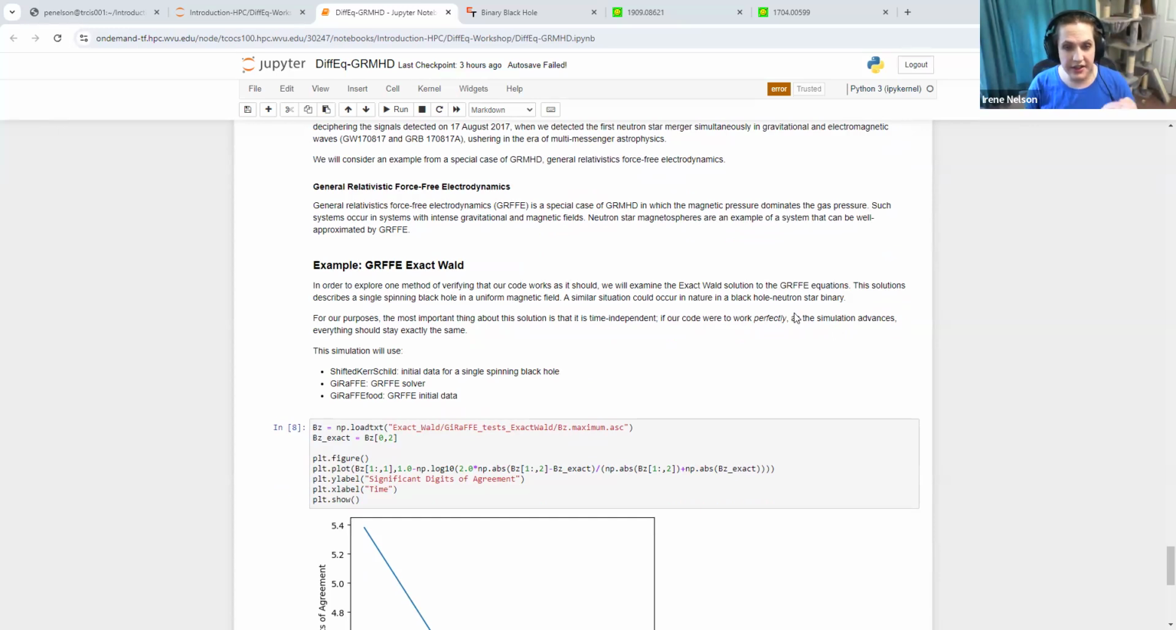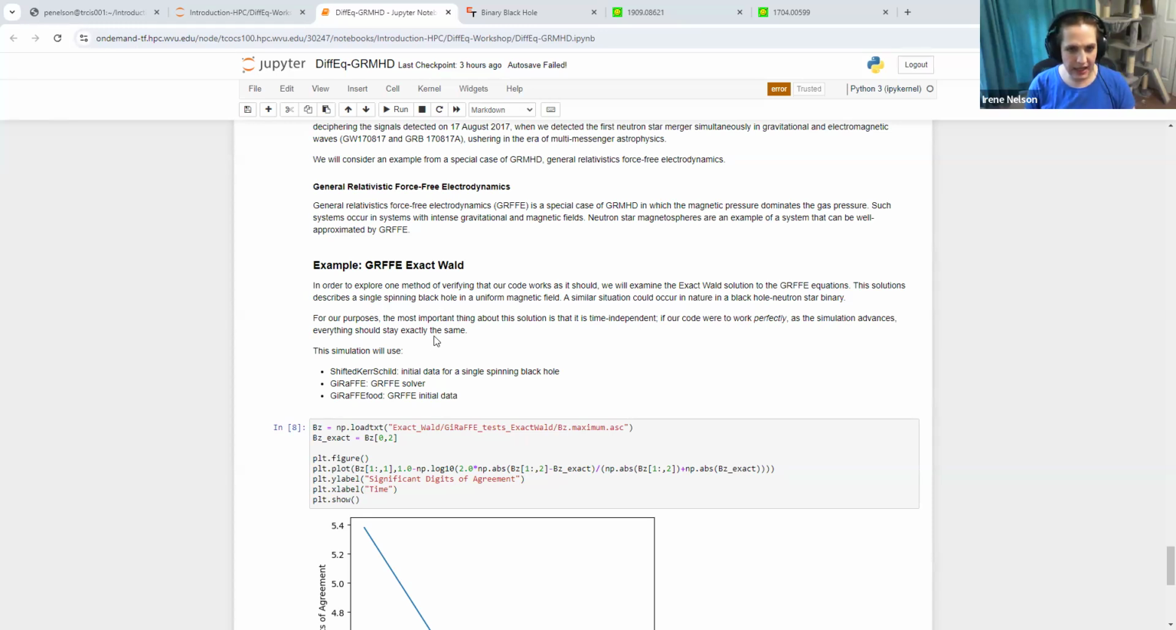So this simulation is going to be very, very similar to the parameter file, at least, to the first one. We'll use a lot of the same thorns. The big differences are just that instead of 2 punctures, we'll be using shifted Kerr-Schild to set up our initial data for a single spinning black hole.